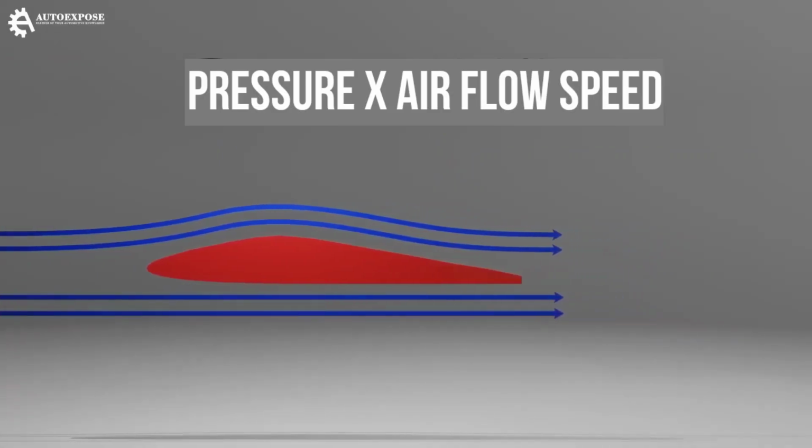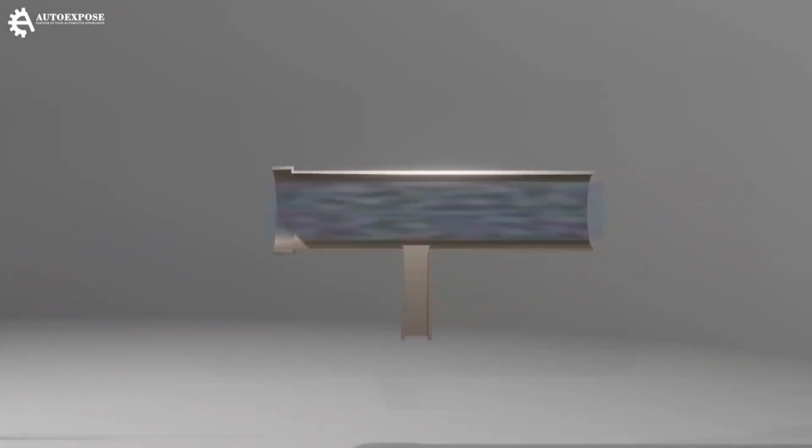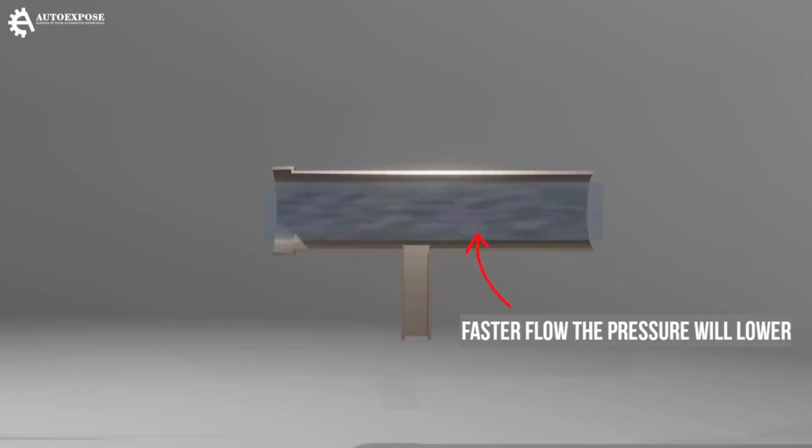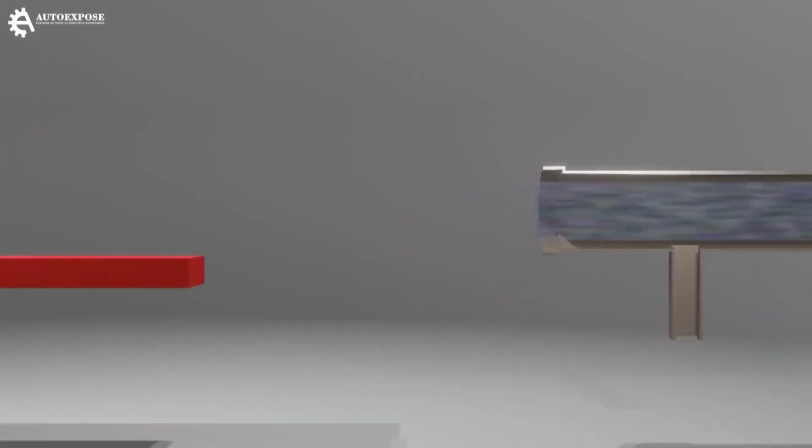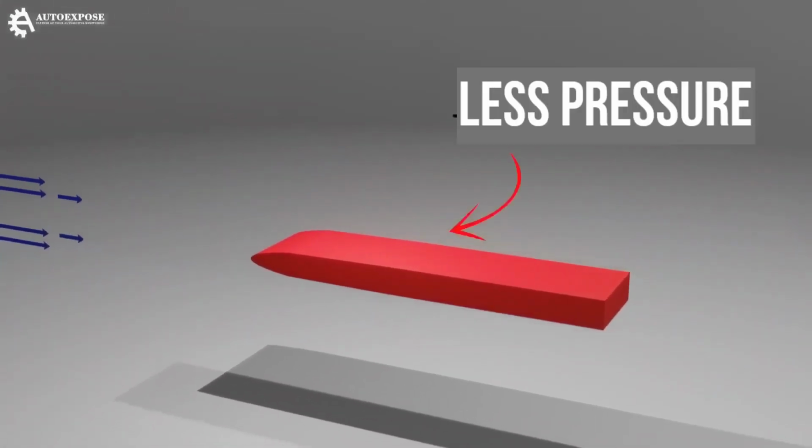So, according to Bernoulli, airspeed is inversely proportional to its pressure. This means that when the air flows faster, the pressure will be lower. Now, how can this be applied to an airplane? So, to create lift, the pressure in the area above an object must be smaller than the area below it.